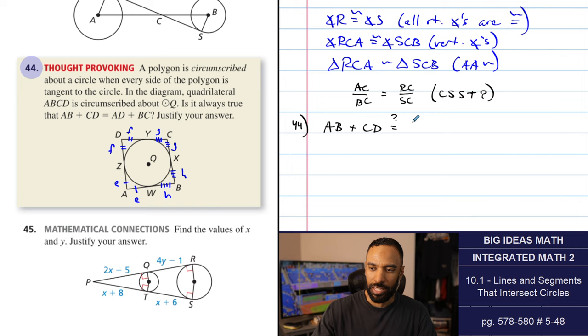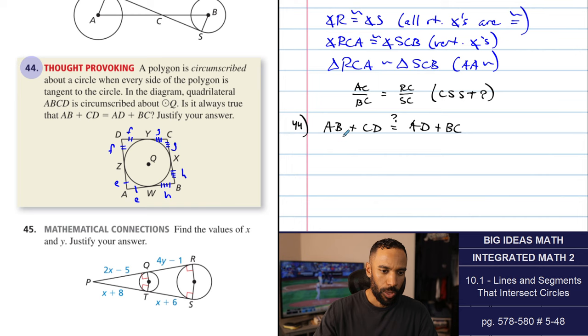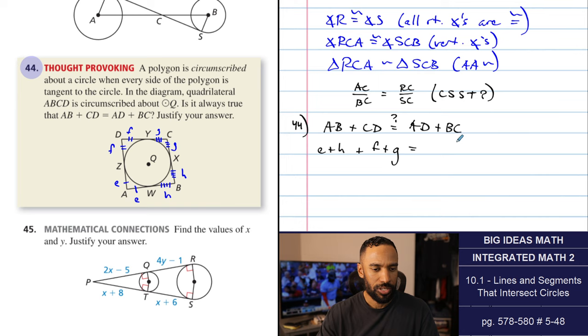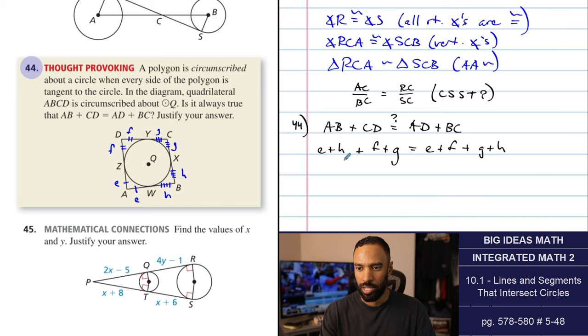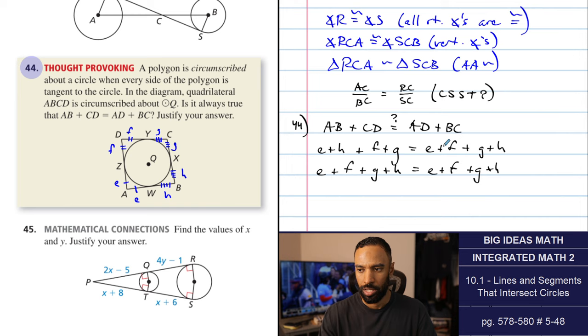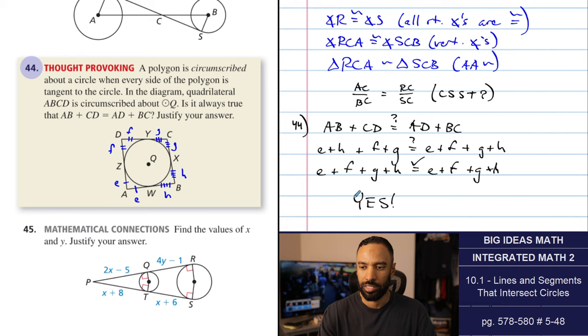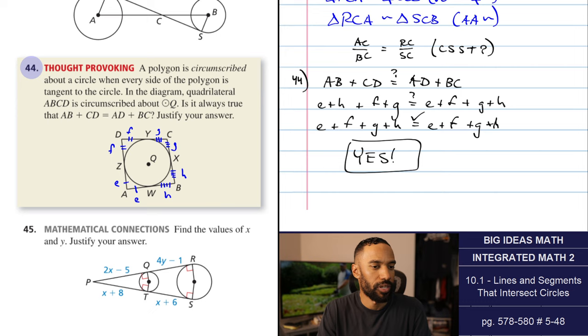Okay. AB would be E plus H, and then CD is F plus G. Now, yeah, I think it's going to be all these. So AD is E plus F, and BC is G plus H. Same letters? Let's put them in alphabetical order. E, F, G, H, and this has E, F, G, H as well. So, yes. They'll always be equal to each other. I don't know if I knew that.